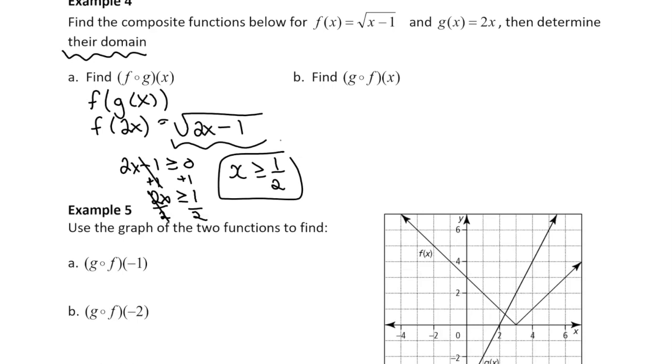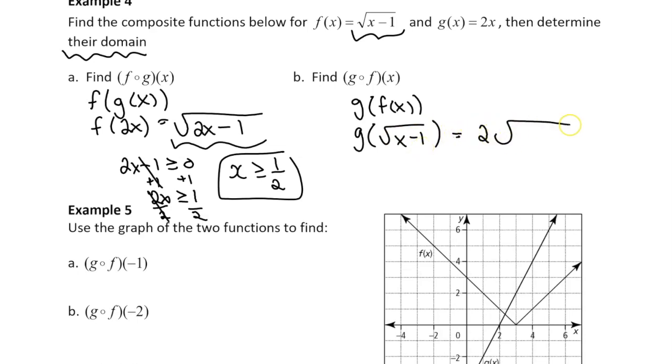For g of f of x, my f of x, well, let's actually rewrite this here. My f of x is root x minus 1. And so then for my g of x statement, I could say 2 root x minus 1. This part here, the radicand, x minus 1 has to be greater than or equal to 0. So my domain, x has to be greater than or equal to 1.